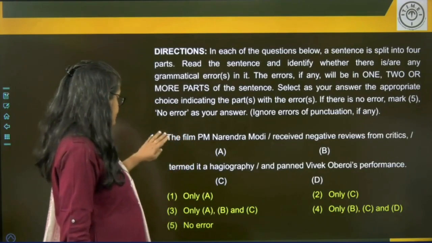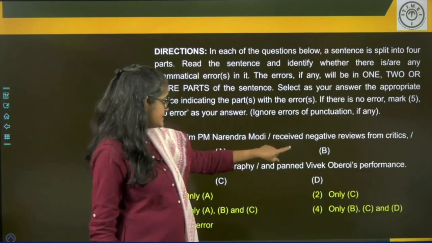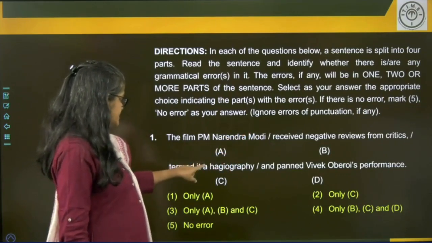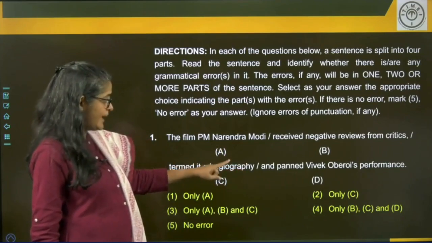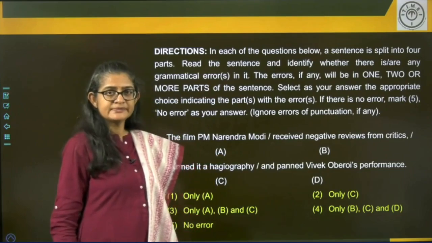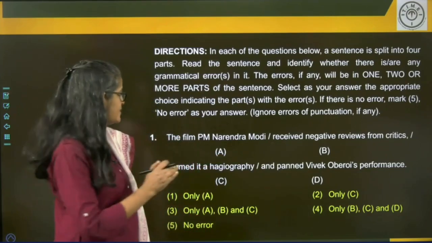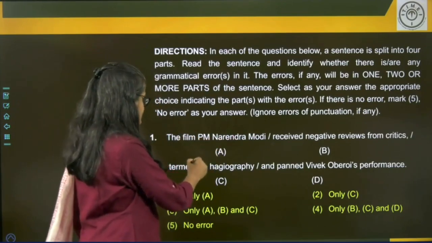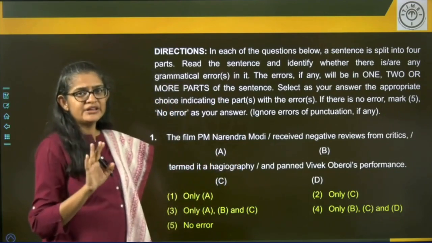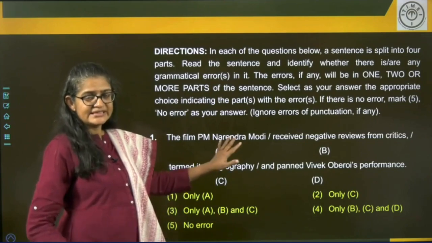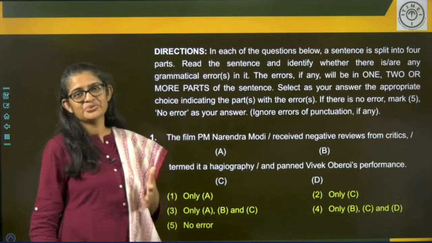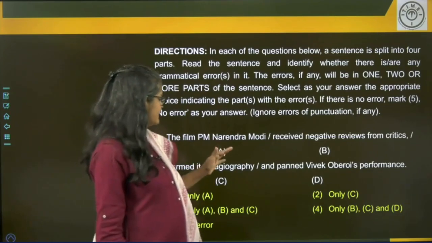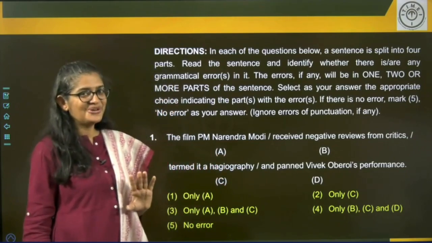The film P.M. Narendra Modi received negative reviews from critics, termed it a hagiography, and panned Vivek Oberoi's performance. Okay, now what is this sentence about? It is about the film on P.M. Narendra Modi and hagiography. Don't worry if you do not know these words. At least this is a sentence correction question. So here you don't need to worry about words that you don't know. They termed it something, right? That is all you need to understand.